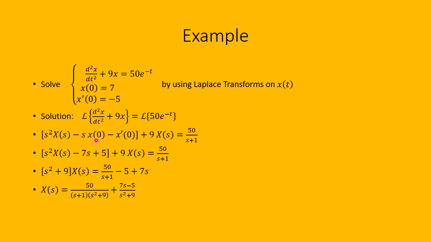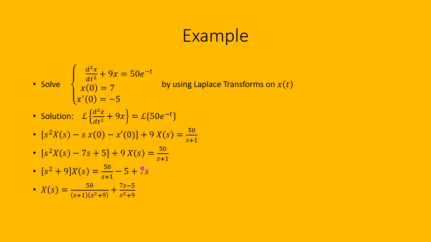So here we have an equation. The values of x of 0 and x prime of 0 we are given up here as initial conditions, so we'll plug them in. Minus s x of 0 is minus 7 times s. Minus x prime of 0 is going to be minus a minus 5, which is plus 5. So this part here simplifies to this part right here. We also have a plus 9 X of s here. The right-hand side we've already talked about.